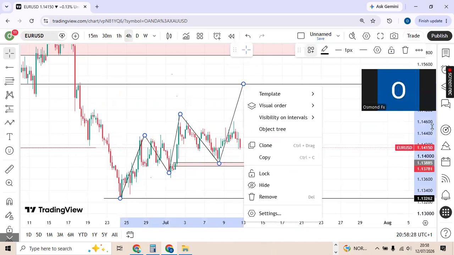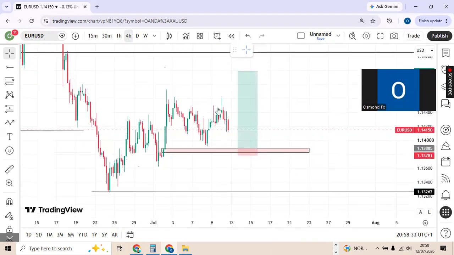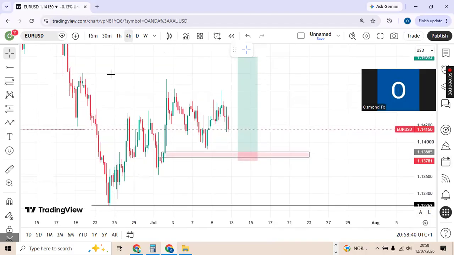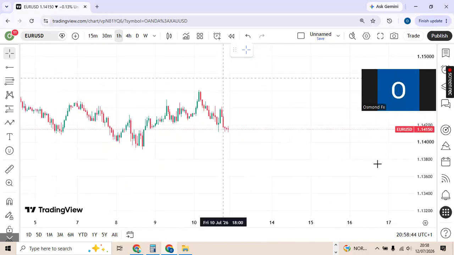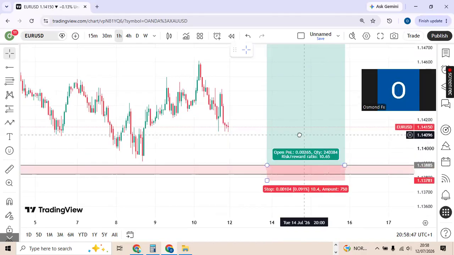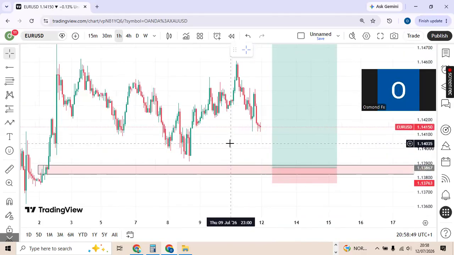So for Euro USD this week, I'm expecting Euro USD to come up to this particular level, this up area. But where are we going to be buying from? That should be your concern. So going to the 1 hour time frame, because the 1 hour and 15 minutes time frames are where I usually take my trade entries.